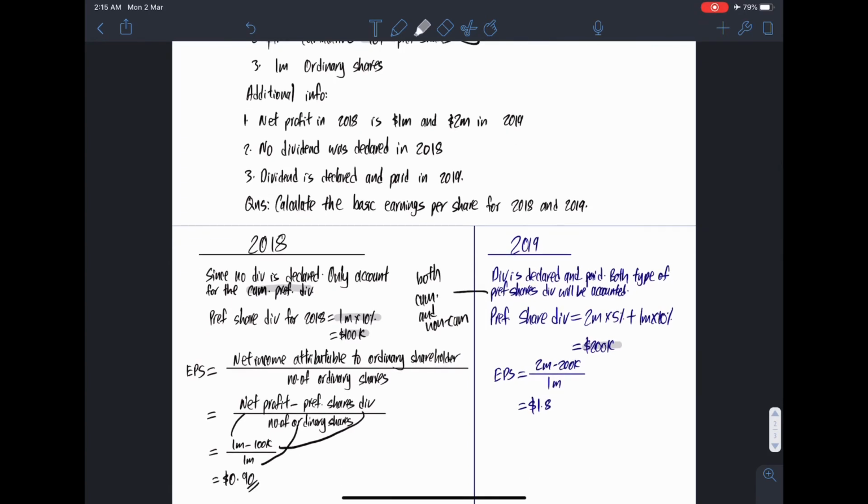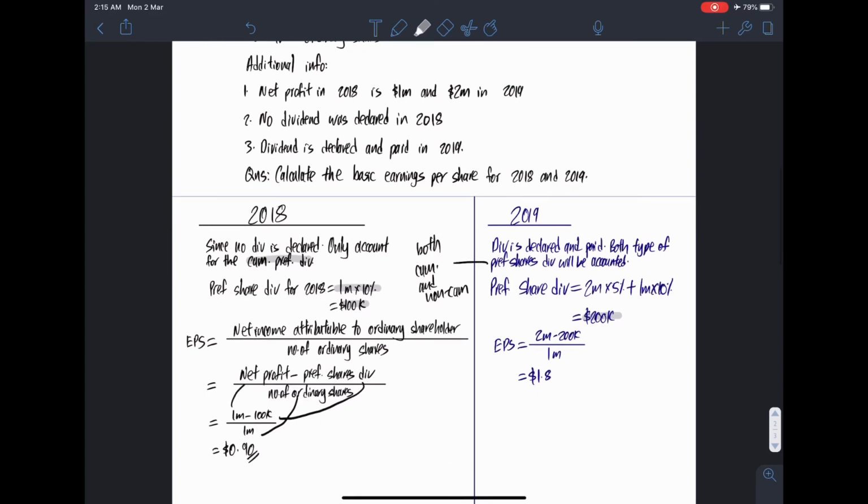So we simply plug back into the formula. Do note that net profit for 2019 is 2 million, so don't just assume that net profit will stay the same throughout the 2 years. So now we have 2 million minus 200k, which is the NIATOS, which is 1.8 million, divided by 1 million shares. So the EPS for 2019 would be $1.80.